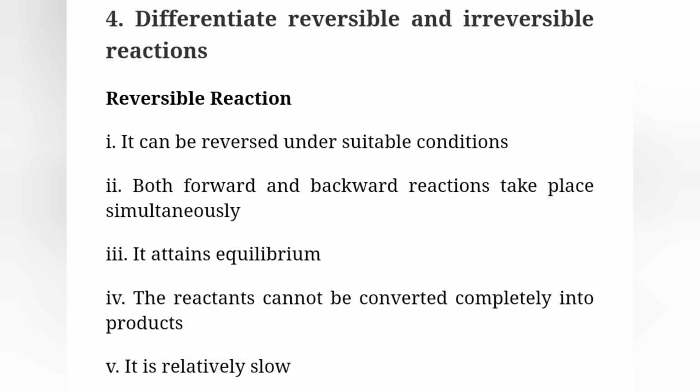First one, reversible reaction. இதை நீங்கள் differentiate பண்ணி எழுதிக்கங்க. First point, it can be reversed under suitable conditions. Second point, both forward and backward reactions take place simultaneously. Third point, it attains equilibrium. Fourth point, the reactants cannot be converted completely into products. Then fifth point, it is relatively slow.